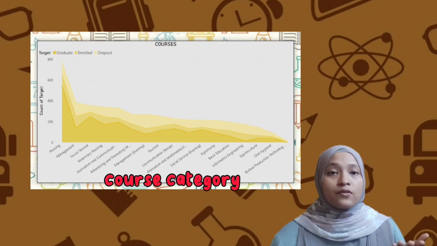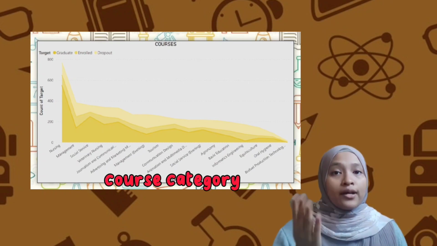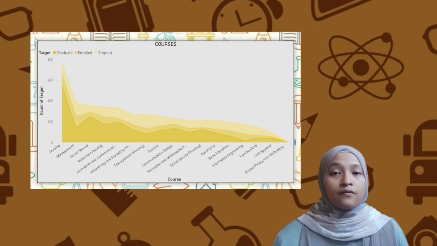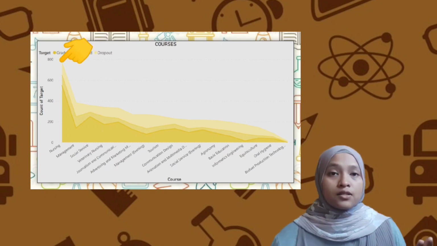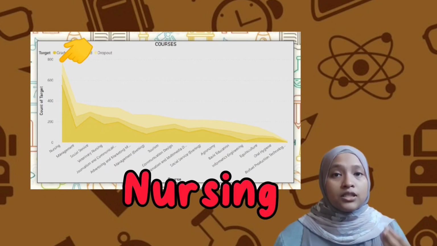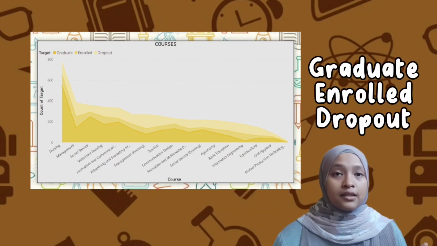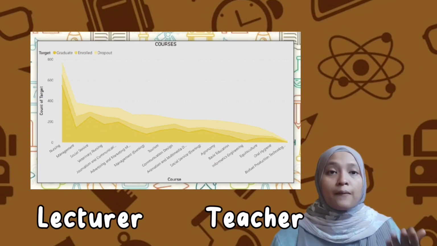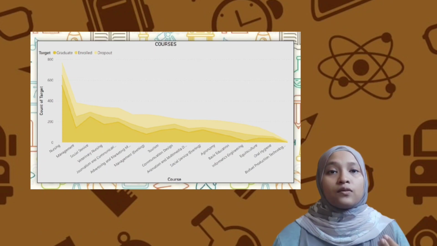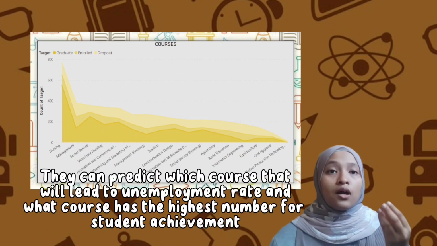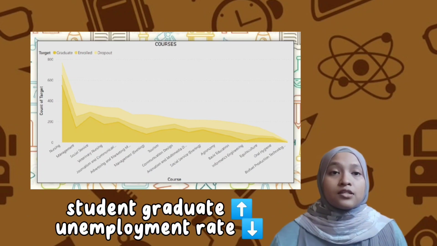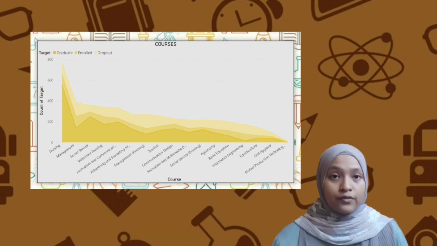The x-axis represents the course category and the y-axis represents the number of students. Based on this chart, for example, the nursing course has the highest value for each category of student academic status. From the chart also, users, who are lecturers and teachers, can predict which course will lead to employment rate and what course has the highest number for student achievement. Hence, if the student graduate is increased, then the employment rate will decrease.